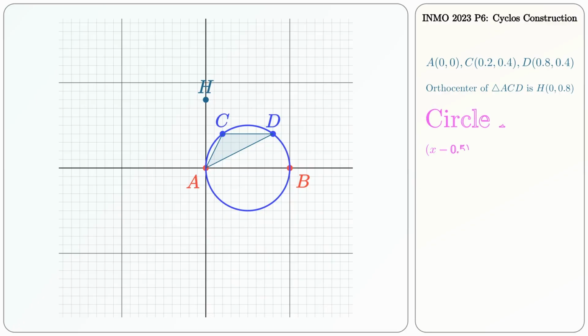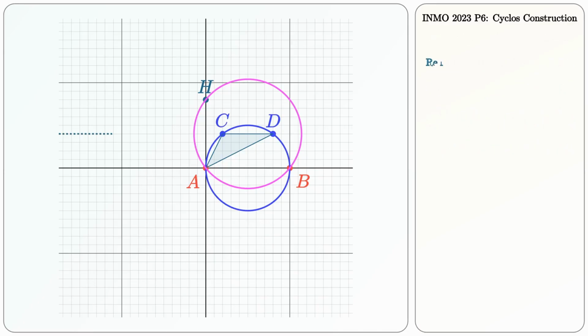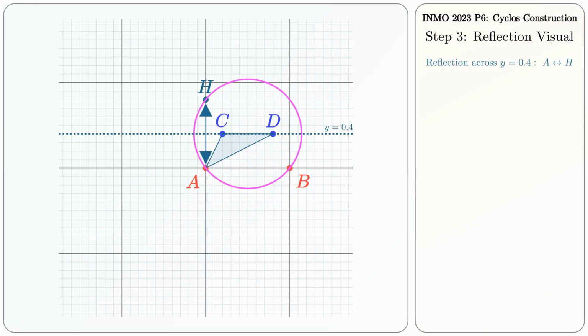I'll show you at the end how to find the orthocenter using only Cyclos. For now, let's assume we know how to do it. Interesting thing about this point H is that for triangle ACD, it's the reflection of one vertex of the triangle, that is A, about the line passing through the other two vertices CD. Now this fact we'll keep on using over and over again to solve this problem.